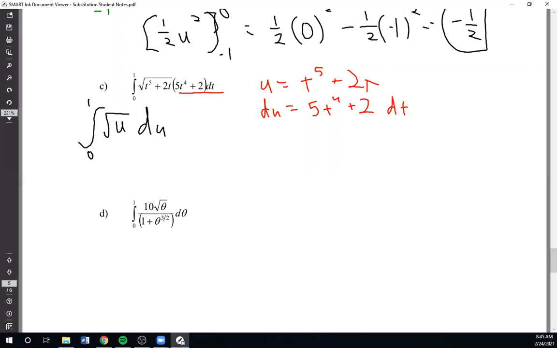Wrong! What do I need to do? Change your bounds. And you plug in for t and see what you get out for u. And 0's fine, but this needs to change. 1 to the 5th plus 2 times 1 is 1 plus 2, which is 3. So we are actually going from 0 to 3.